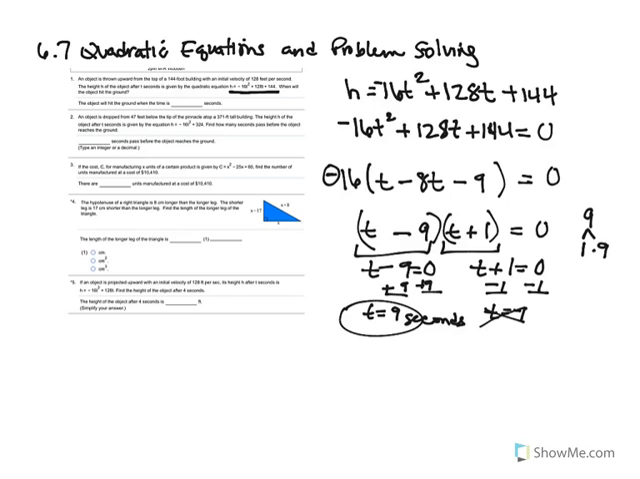Okay? So when you have these problem-solving problems, one of your answers is going to come out negative. It's a real-world situation, so it's not going to be negative. So you use the other answer. All right, let's do the next one.